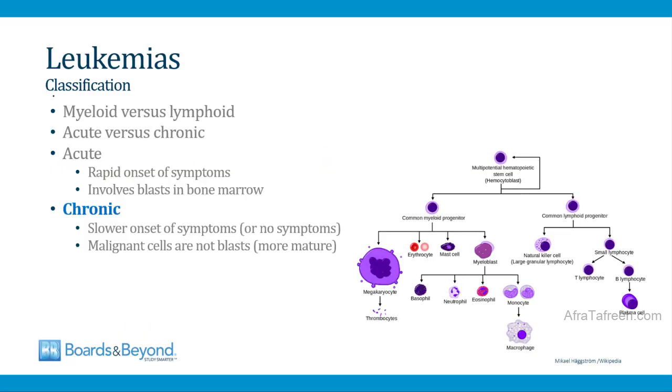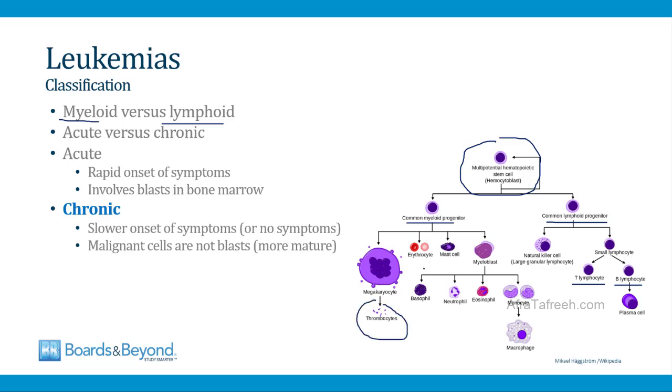There are a couple of ways that leukemias can be classified. One way is as myeloid versus lymphoid. If you look at this image on the screen, stem cells in our bone marrow can differentiate into lymphoid progenitors or myeloid progenitors. Lymphoid progenitors go on to produce T cells and B cells. In contrast, myeloid progenitors go on to produce things like platelets, which are thrombocytes, or red blood cells, or granulocytes like neutrophils.